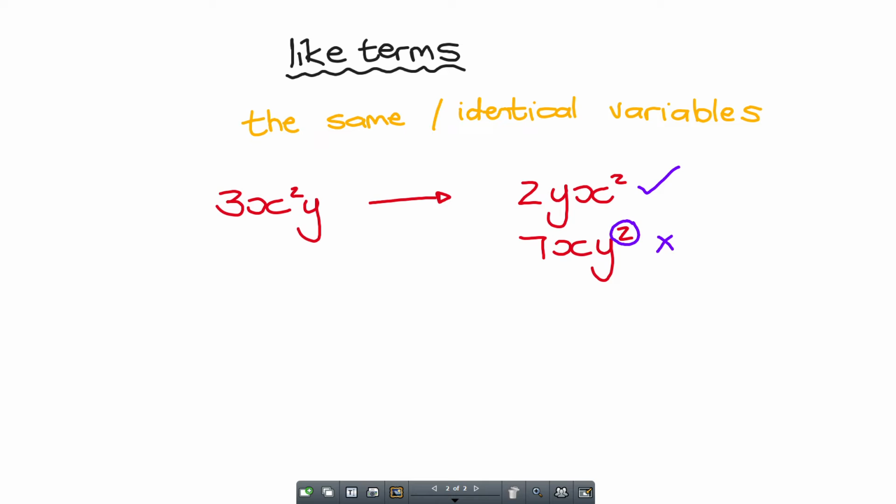Okay, so those are like terms. Now remember, when we simplify, I am only allowed to add or subtract like terms, meaning those that are the same. Them I can add or subtract. Now look, I want to write subtract.